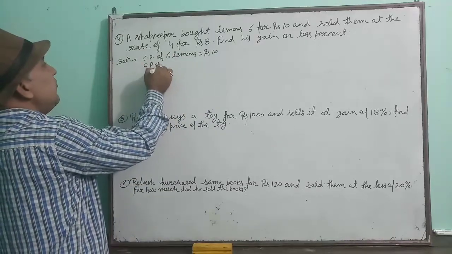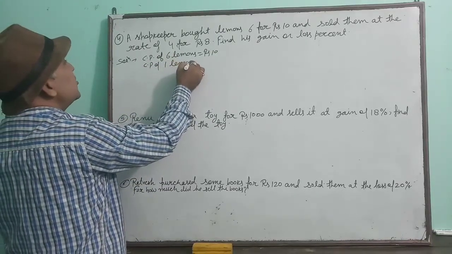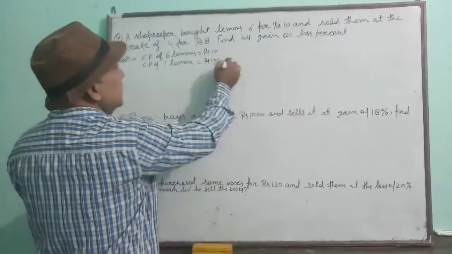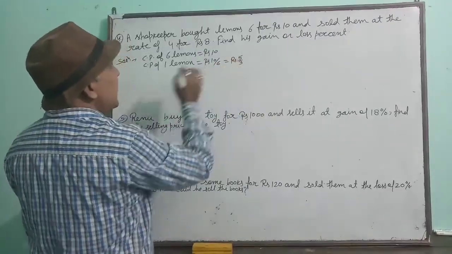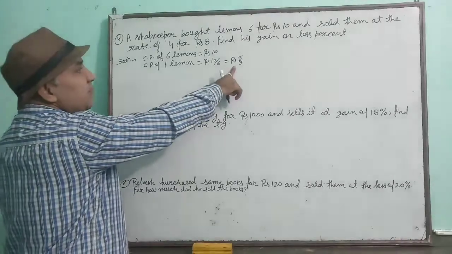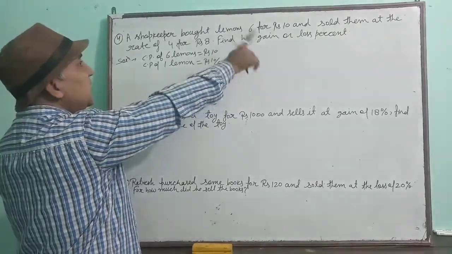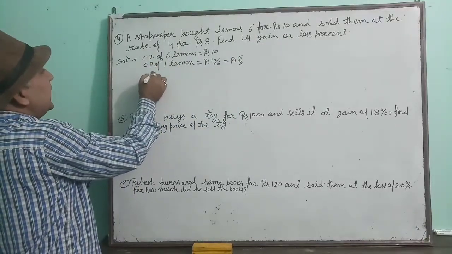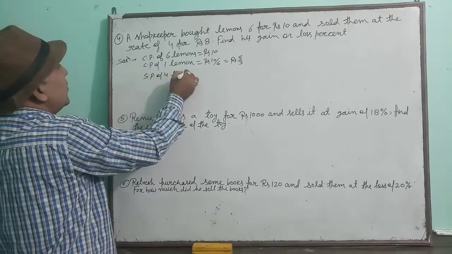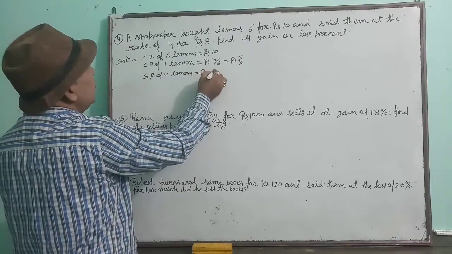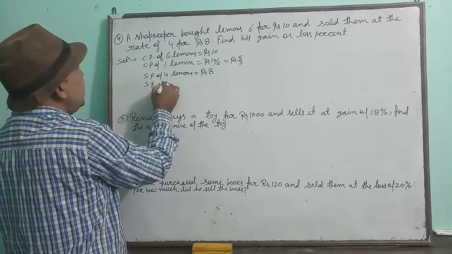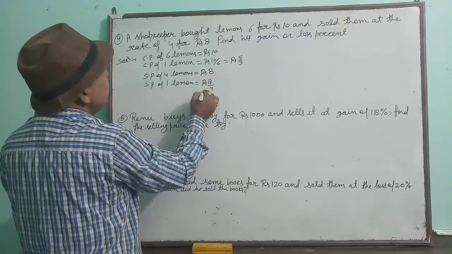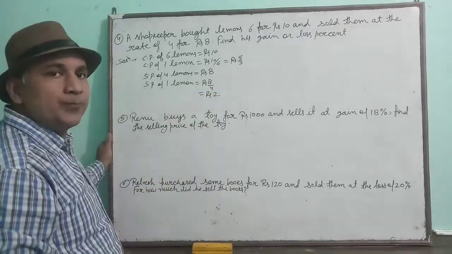From here, very easily you can find the cost price of 1 lemon. That will be rupees 10 by 6, that means 5 by 3 rupees. Cost price of 1 lemon we have got rupees 5 by 3. Then it is given sold them at the rate of 4 for rupees 8. That means selling price of 4 lemons is equal to rupees 8. So from here selling price of 1 lemon is equal to rupees 8 by 4, means rupees 2.